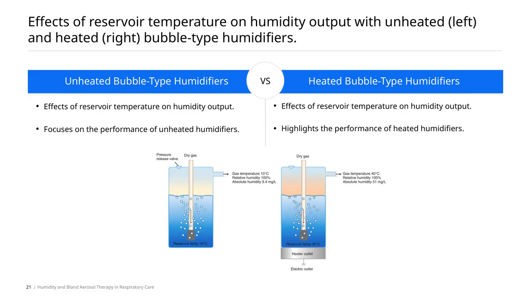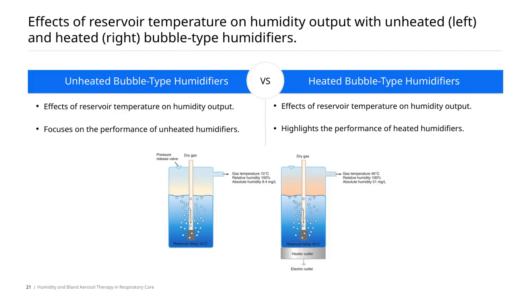On the left, we see unheated humidifiers, which rely on ambient temperature to generate humidity. Their performance can vary quite a bit depending on the room temperature, which makes them less predictable. On the right, we have heated humidifiers, which actively warm the water reservoir to increase the humidity output and maintain a more consistent level. This slide highlights the key difference in performance between these two types.